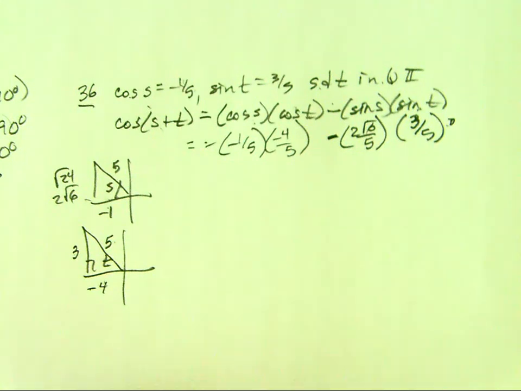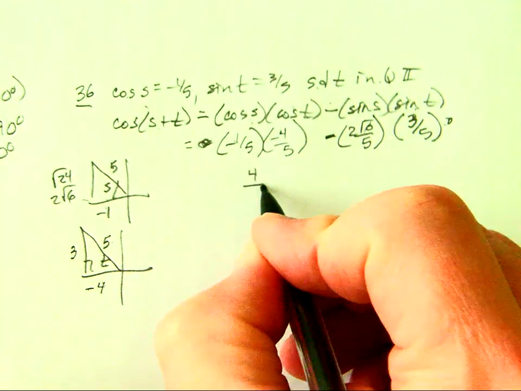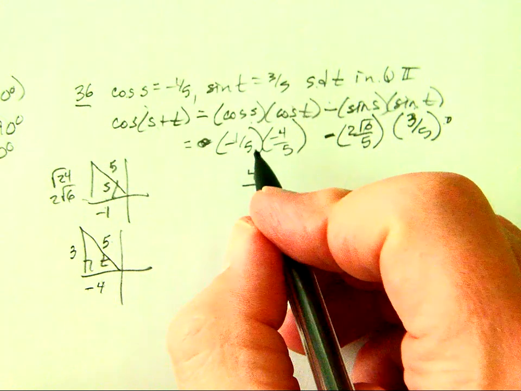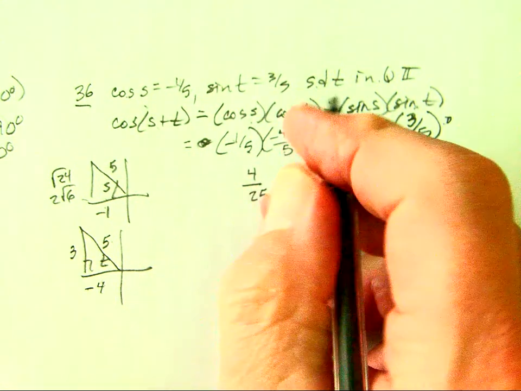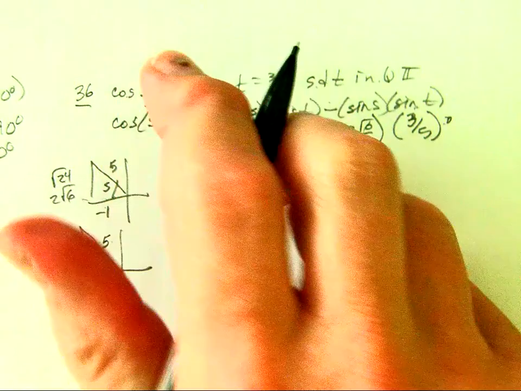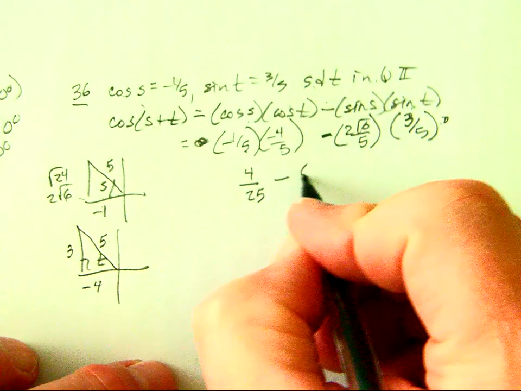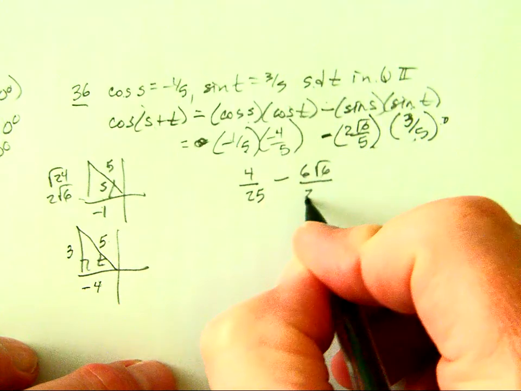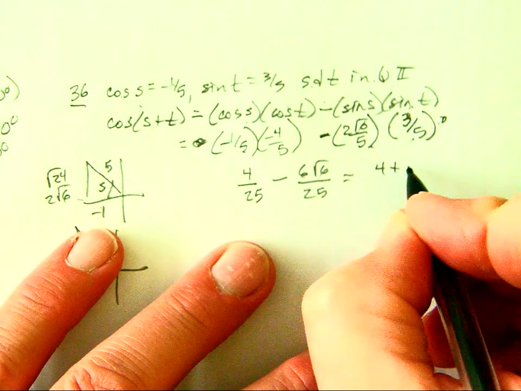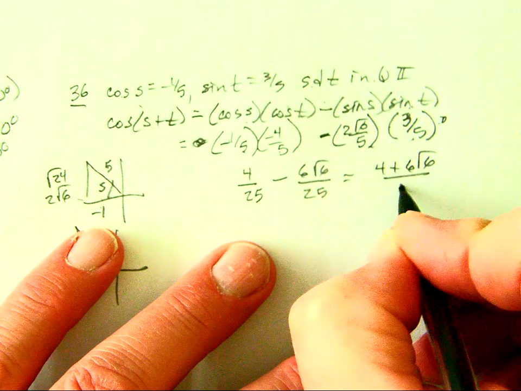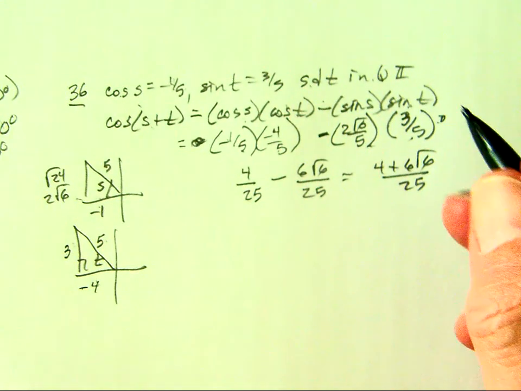Now we just have to multiply and combine. So here, negative 1 times negative 4 is 4. 5 times 5 is 25. Let's see, then minus, here 2 radical 6 times 3 is 6 radical 6. 5 times 5, 25. We have a common denominator, so we can combine those. You can't do much except put 4 plus 6 radical 6 all over 25. You can't combine those otherwise and simplify. So that's the cosine of s plus t.